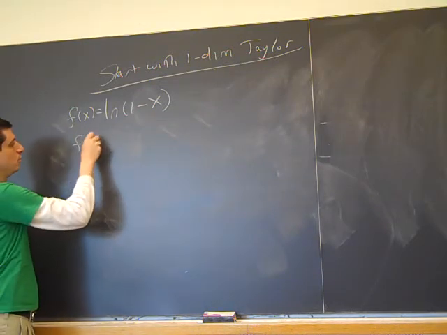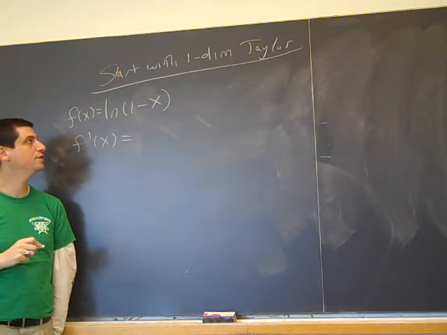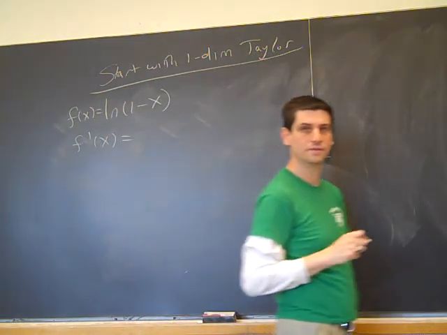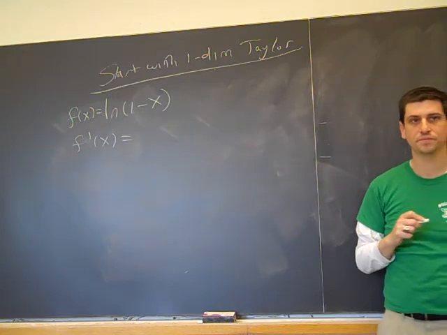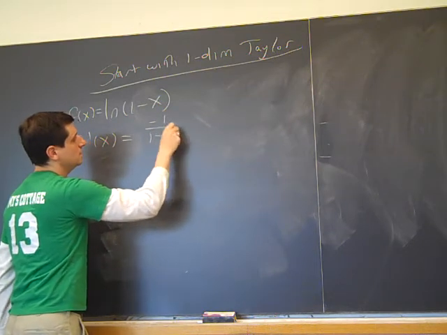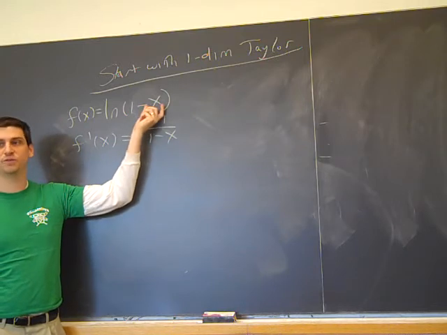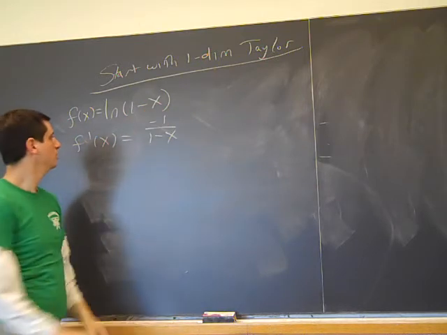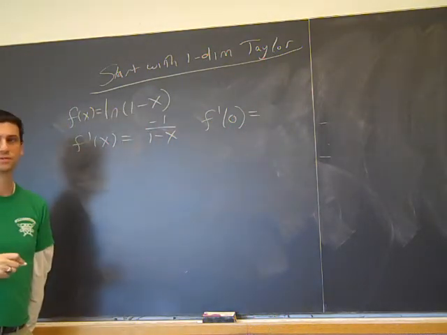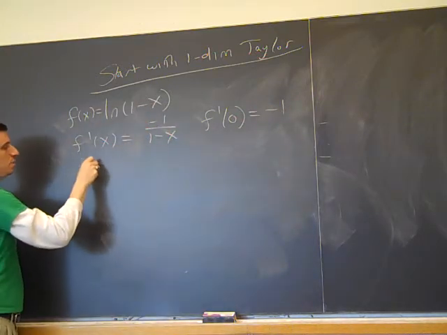So let's calculate. What's f prime of x? I have to take the derivative of the natural log of 1 minus x. What is the derivative of that? Negative 1 over 1 minus x. Excellent. The reason we have a negative 1 is we have 1 over 1 minus x, and then the derivative of 1 minus x gives us a negative 1. So what's f prime of 0? Negative 1.